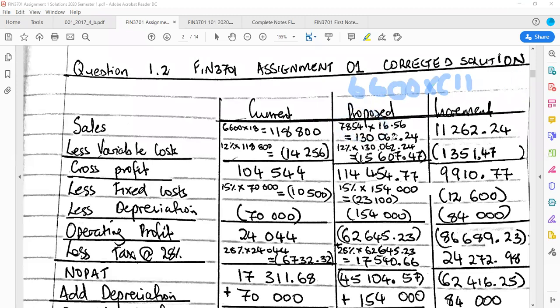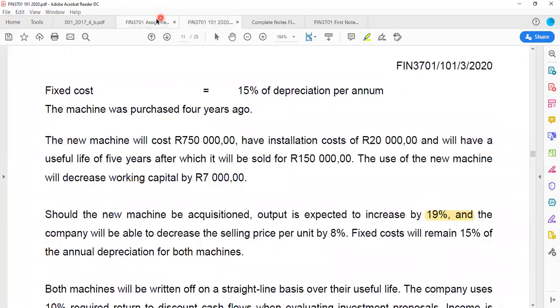Then we were also told that by changing assets, the selling price is going to go down. We were told that the selling price would go down by 8% per unit, so we decrease the selling price by 8% per unit.